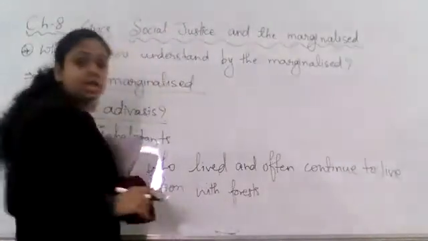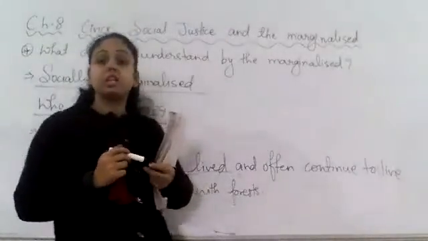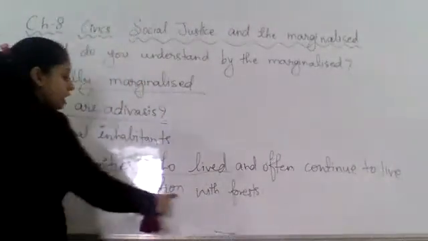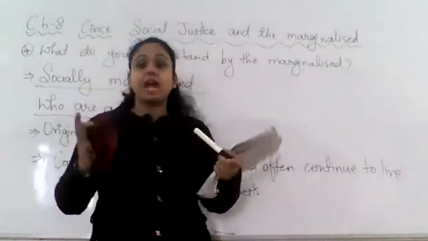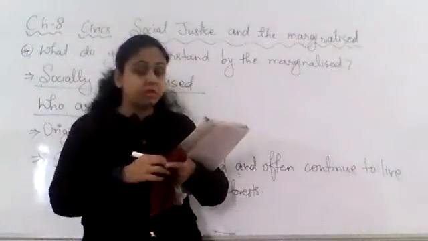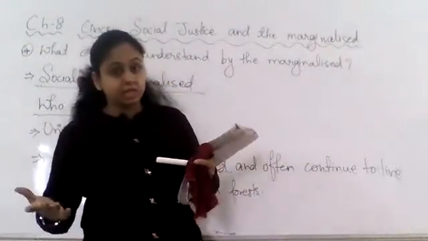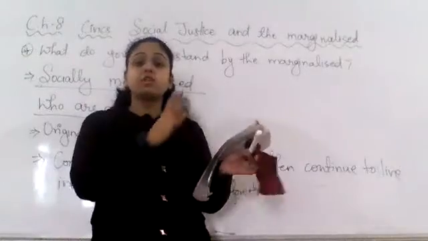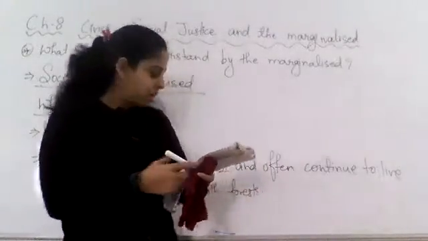What this sentence tells: communities who live and often continue to live in close association with forest. Understood? They were having close association with forest. These peoples who were original inhabitants and they were having close association with forest, they were actually Adivasis. Okay.